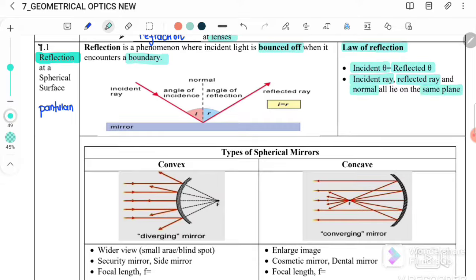You observe here, the angle of the incident ray is similar to that of the reflected ray. This is the angle between the incident ray and the normal line. This is the normal line, so we label it as I, the incident angle, and the reflected angle is between the reflected ray and the normal line. So this is R, where the incident angle and the reflected angle must be the same. This is for the plane mirror.